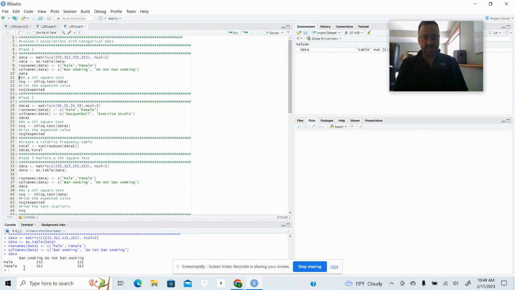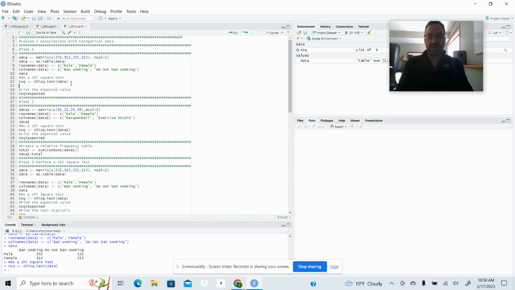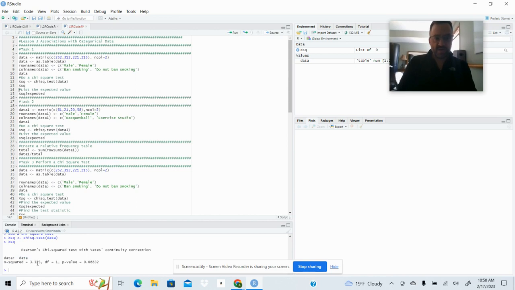So if you look here, I made my statistics of females and males who want to ban smoking and not. And then I just put in here XSQ, and then I did a chi-square test of the data. And then what I can do, if I wanted to, I could look at the chi-square value. So XSQ to see what it shows. So again, it says my statistic is 3.32. I have 1 degree of freedom. My p-value is 0.06. Remember, to be significant, it has to be below 0.05.